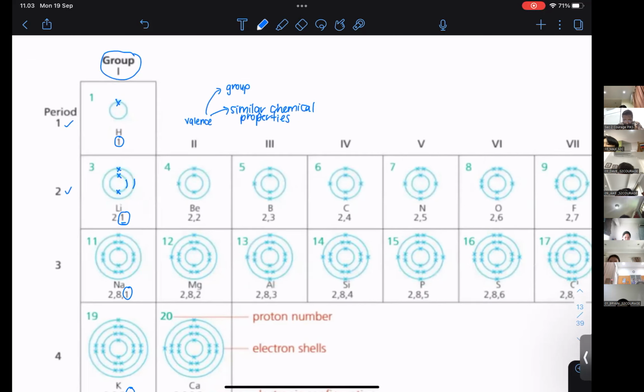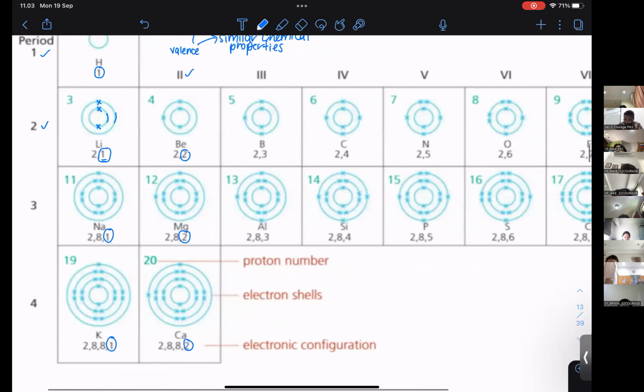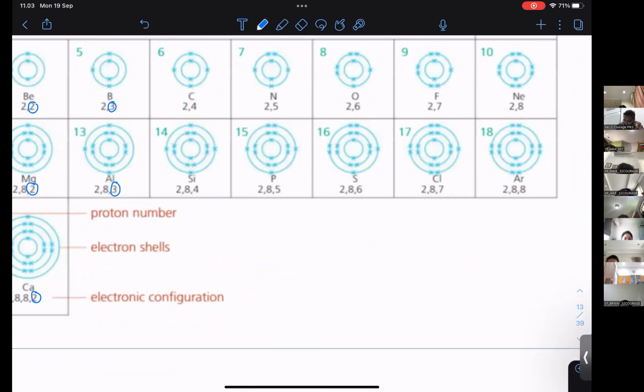The same thing goes for group 2. You can see this is group 2, and the valence electron is going to be 2. So group 2 has its own chemical property. Group 3, valence electron 3, they have the same chemical property. Now, I just want to ask a question on this, Cl.